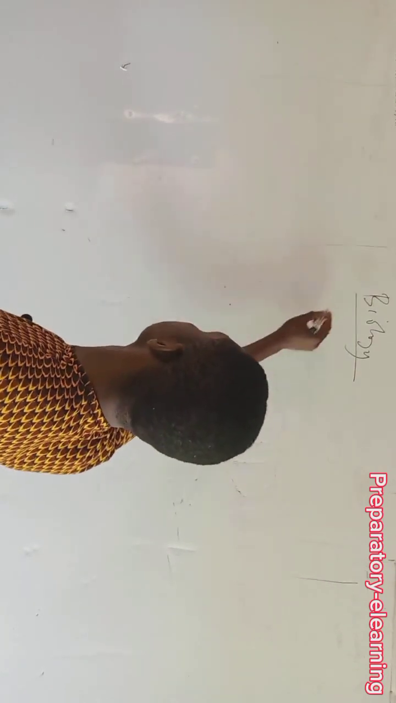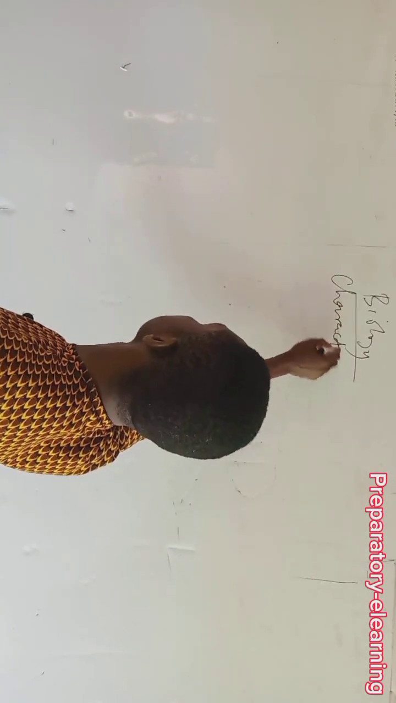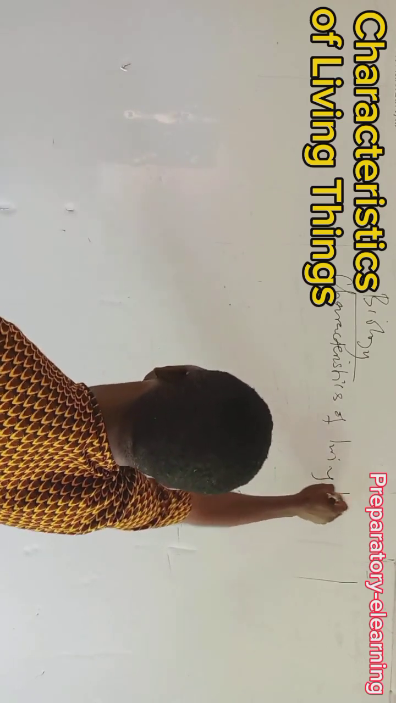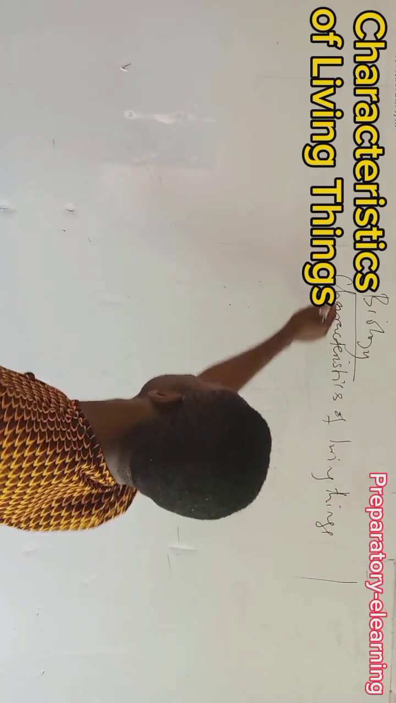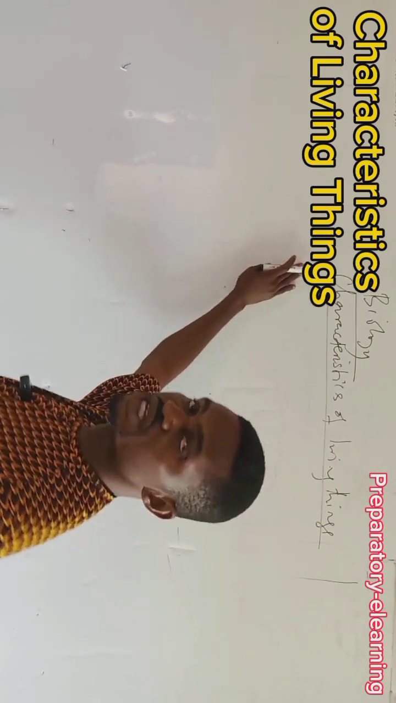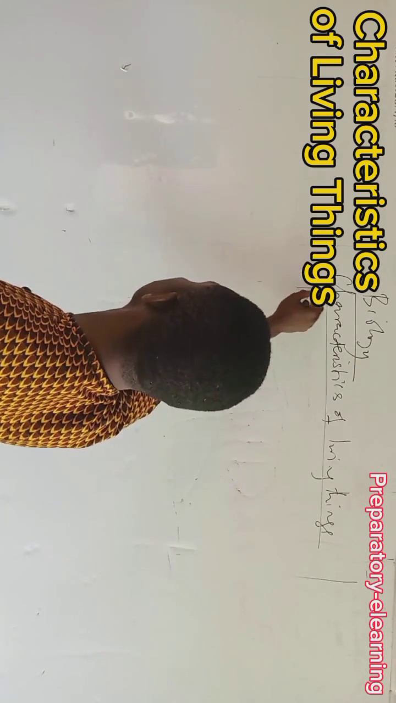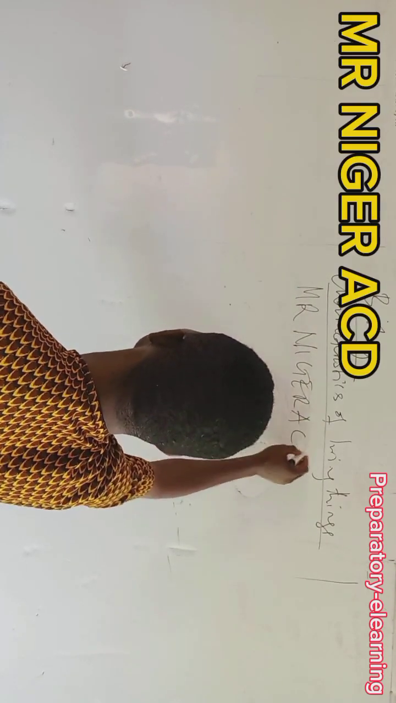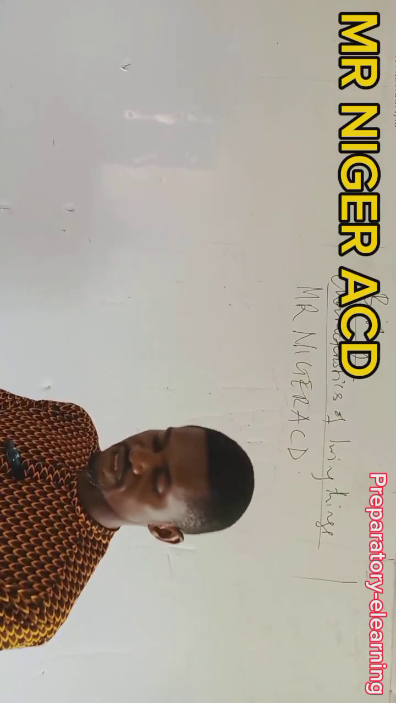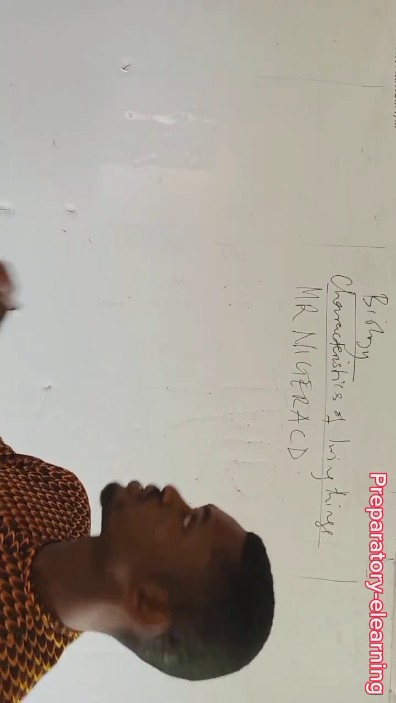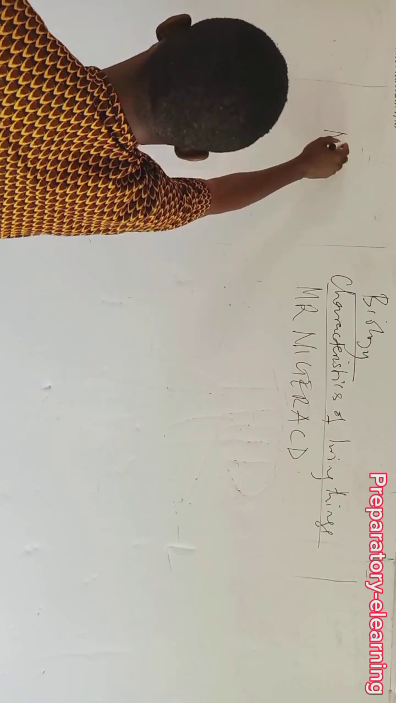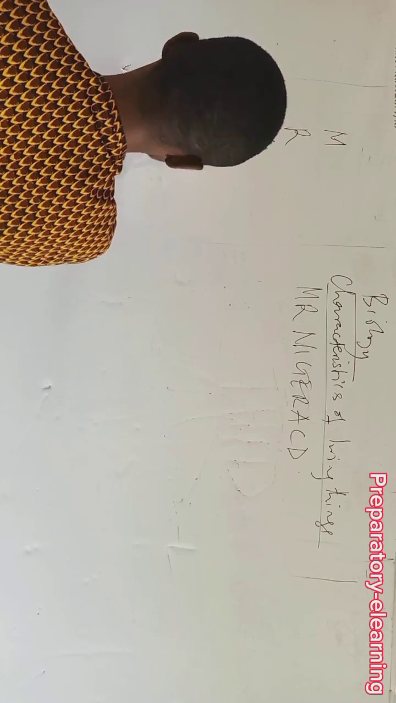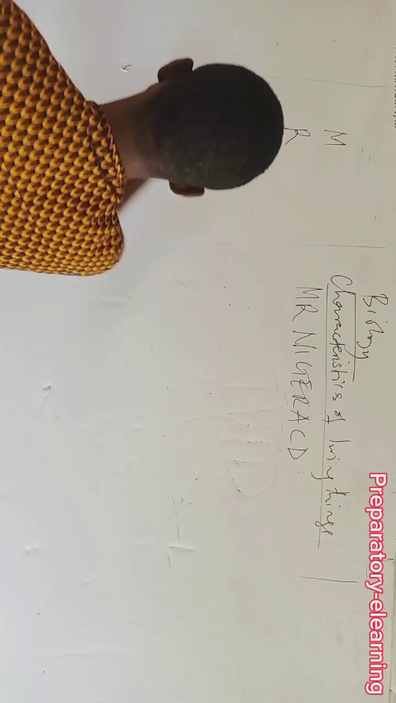I want to start from the characteristics of living things. Characteristics of living things. Now, characteristics of living things, we oftentimes use the acronym Mr. NIGER ACD. Mr. NIGER ACD is the acronym we use. Our M, I am going to specifically state the meaning of these letters as we are going to look at them one after the other.